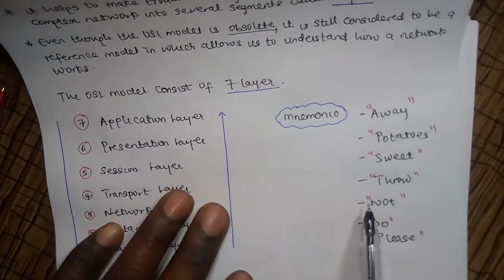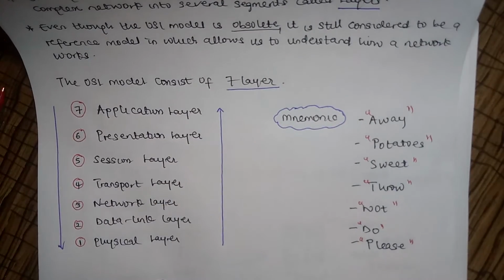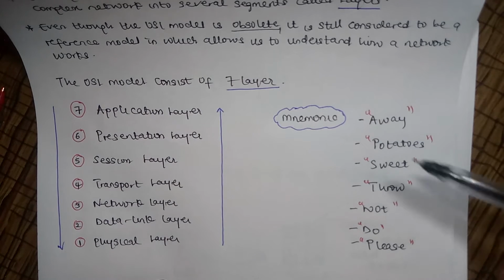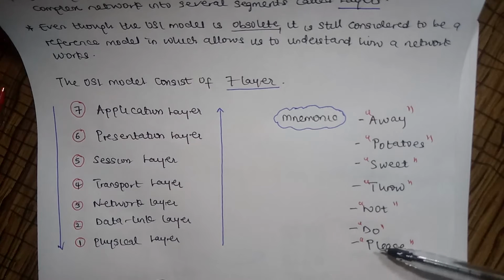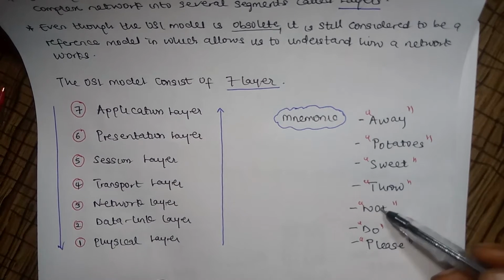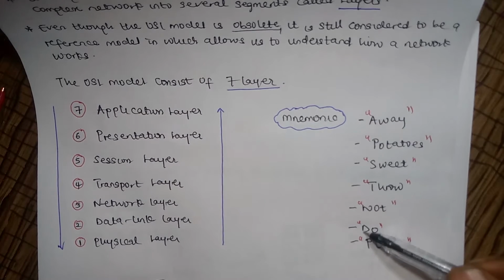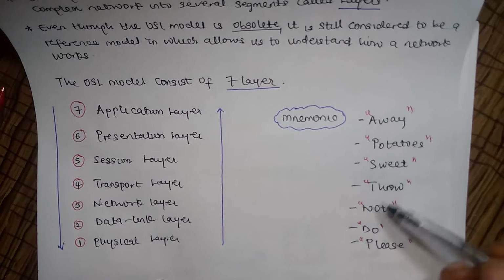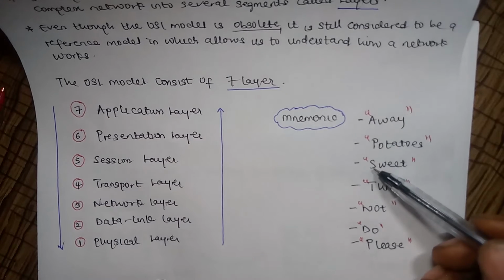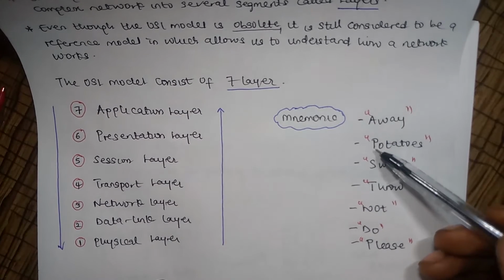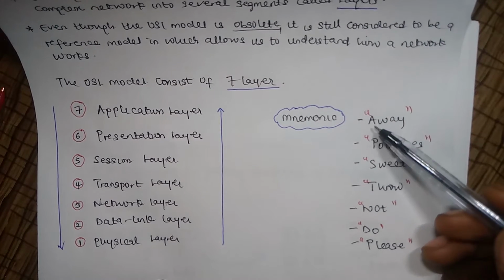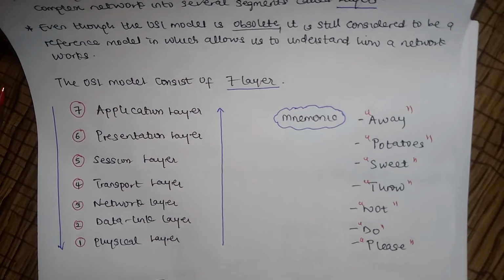Now, a way in which you can memorize that is using a mnemonic. When we talk about a mnemonic, it's like a shortcut for you to be able to recall that easily. This is it. You start from the bottom, right? Please do not throw sweet potato away. Please, the P stands for physical, D stands for data link, N stands for network, T stands for transport, S stands for session, and P for presentation, away, right? Then A stands for application. Please do not throw sweet potato away. If you can hold this, then I believe that you will be able to know anything about the OSI model.